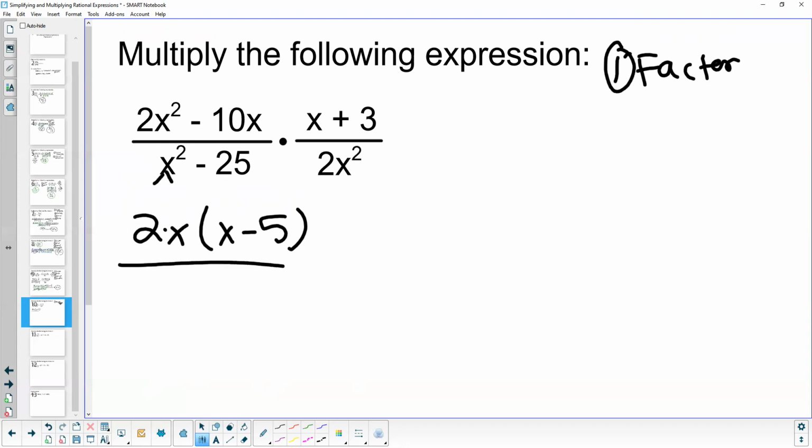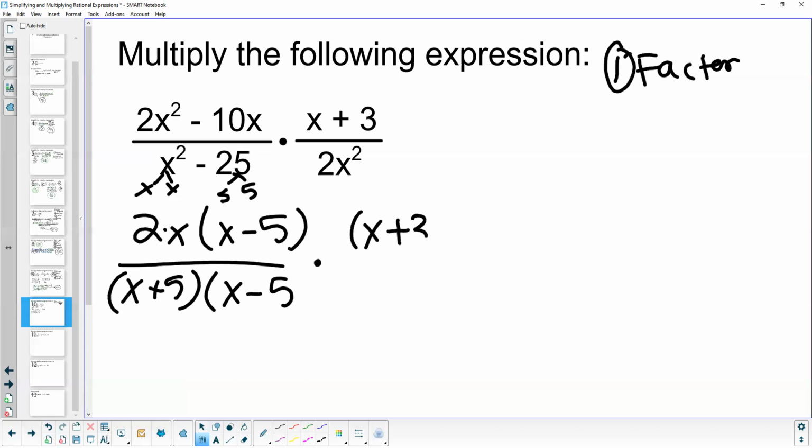And then we're going to divide this bottom. Remember, this bottom is a difference of squares. And so we can actually simplify out into x plus 5 times x minus 5. And then we can multiply that times x plus 3. And on the bottom here, I'm going to factor it out. 2 times x times x.